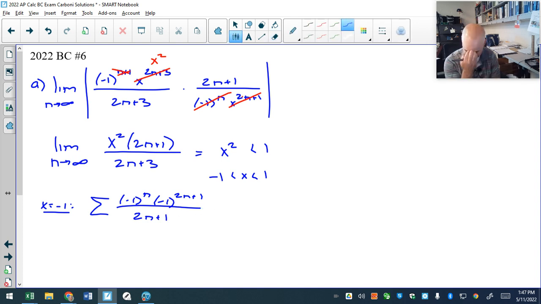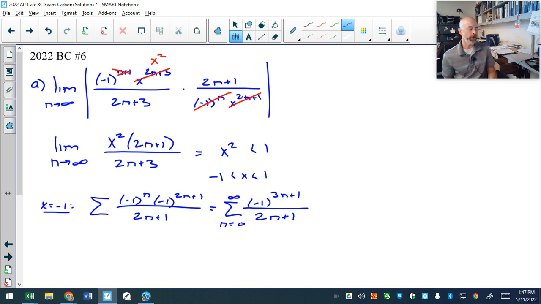Oh, man. Okay, so that is negative 1. If you add those exponents, that's negative 1 to the 3n plus 1 over 2n plus 1. And this is n going from 0 to infinity. Okay. I know it's going to converge. This one is going to be fairly easy to show convergence by the alternating series test.